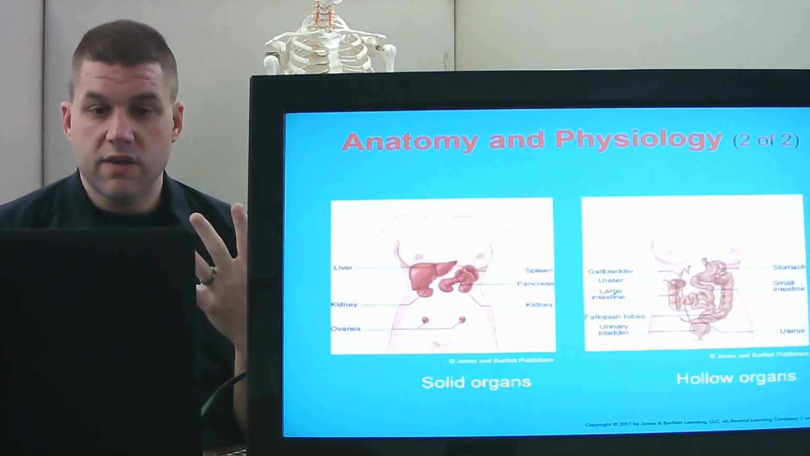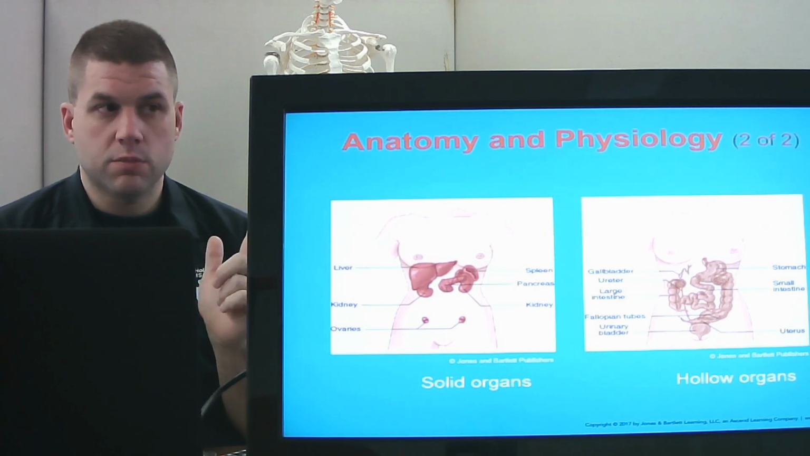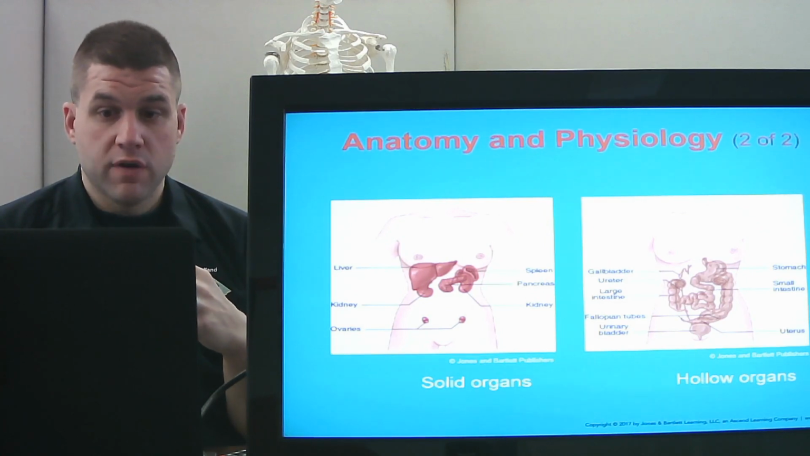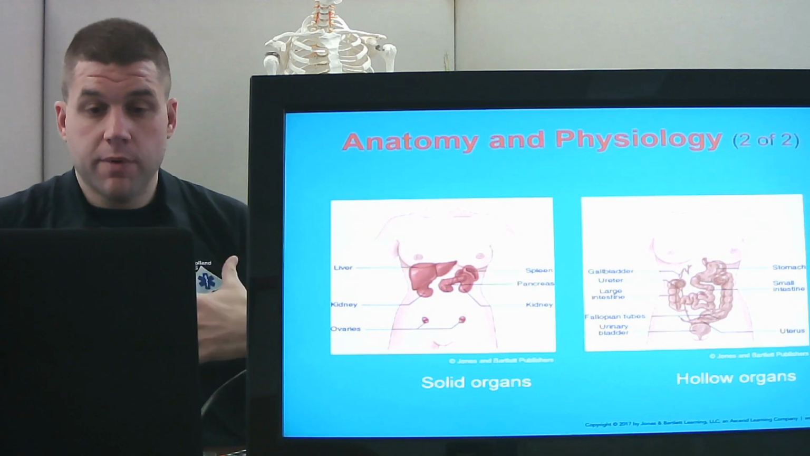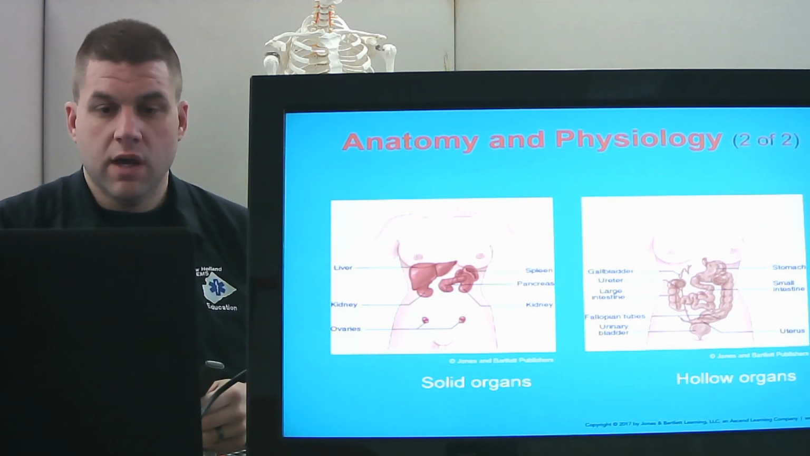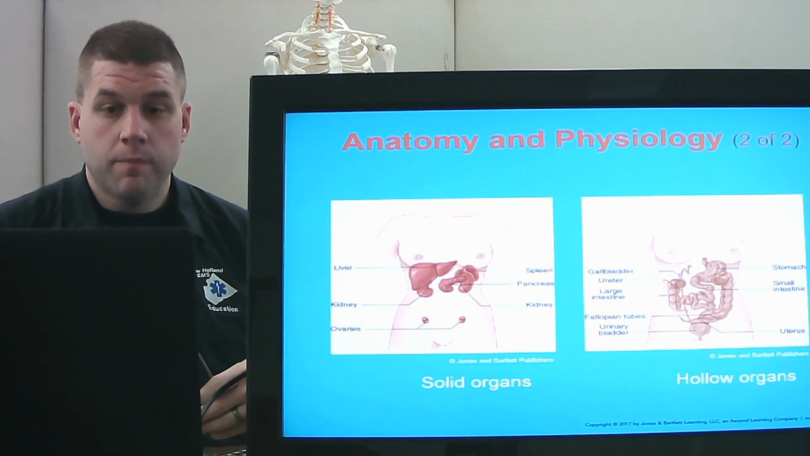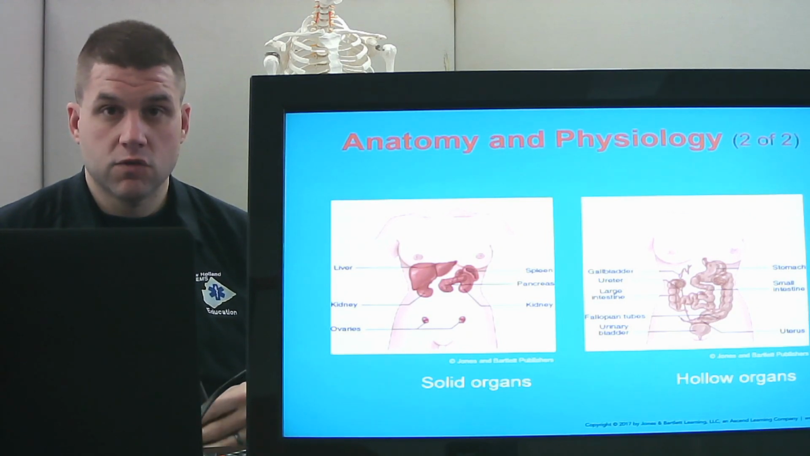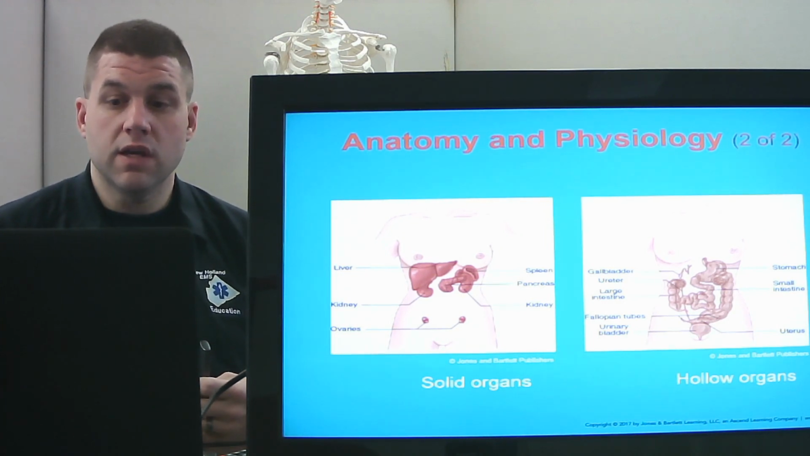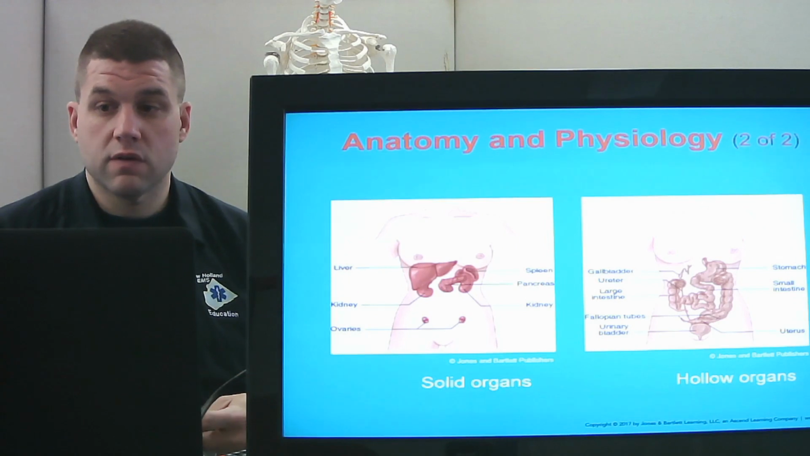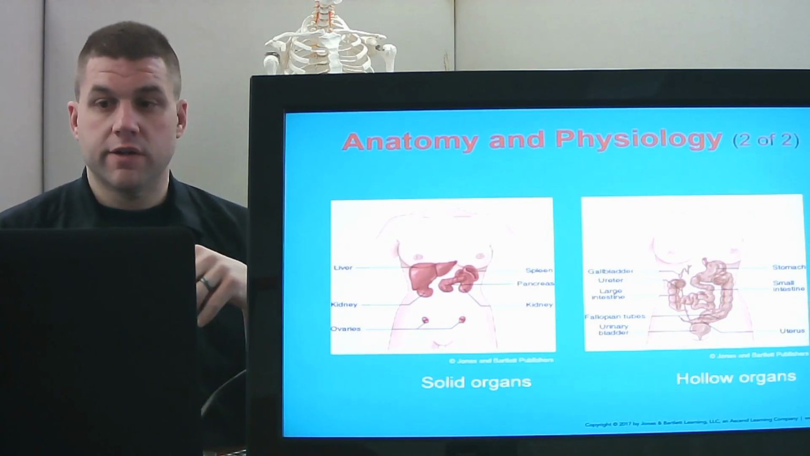So here, and again, this is in the book if you want to follow along, but I think you should be able to see it really well on the screen. The anatomy of the abdominal cavity. Here we have the solid organs, and you see that there on the screen: the liver, the kidneys, female ovaries, the pancreas, and the spleen. Those are solid. And for hollow organs, we have the gallbladder, the ureter, the large intestine, the small intestine, the stomach, female fallopian tubes, the urinary bladder, and the uterus. So be familiar with that anatomy and physiology.